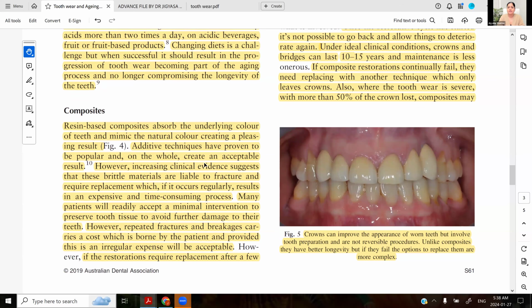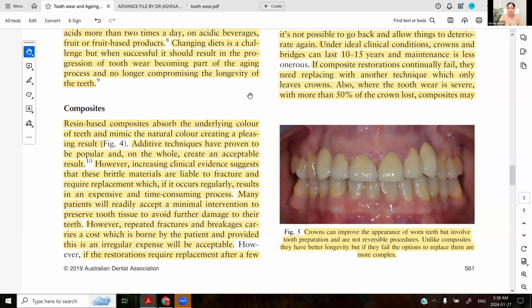So changing diets is a challenge, but when successful, it should result in the progression of tooth wear becoming part of the aging process and no longer a pathological process, right? And it will not affect the longevity of the teeth.